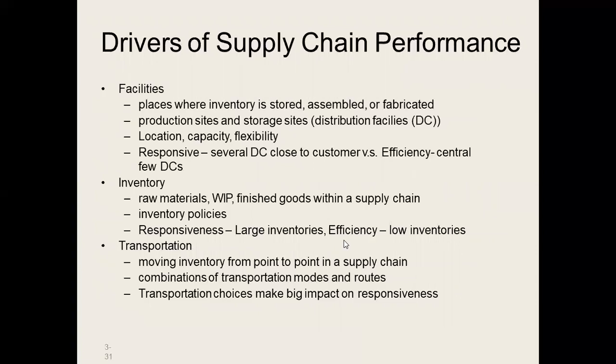Facilities means the places where it will be sold, the production sites, the location. I already told that, and responsive means several DCs close to the customer versus efficiency. Then there is inventory, meaning raw materials, WIP, and FG, the finished goods. A strong inventory policy will help us in inventory management. Responsiveness means large inventories, and efficiency means low inventories.